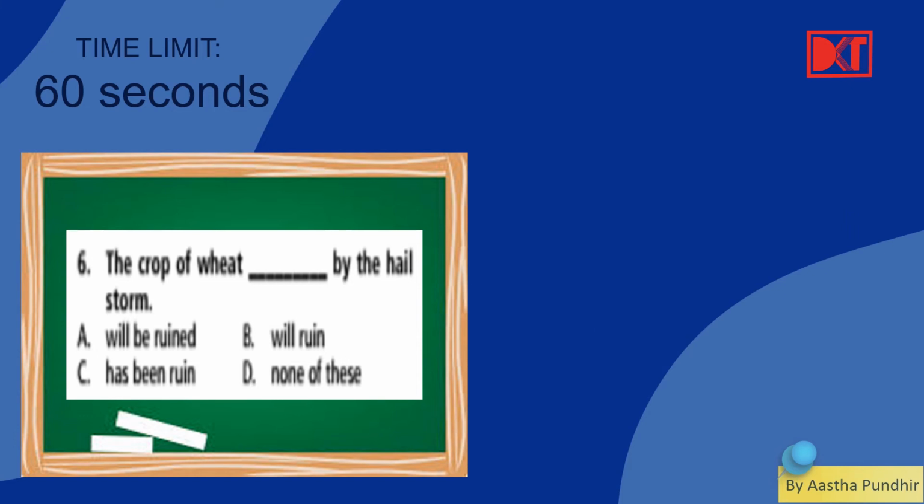Alright, now next we have: the crop of wheat dashed by the hailstorm. Will be ruined, will ruin, or has been ruined, or none of these. Now first of all, this is pretty easy again. Why? Because we have to choose the V3 form, which means the past participle. And where is the V3 form? In A, will be ruined. So, will be ruined by the hailstorm. Now the others, will ruin and has been ruined, both of these just have the V1 form.